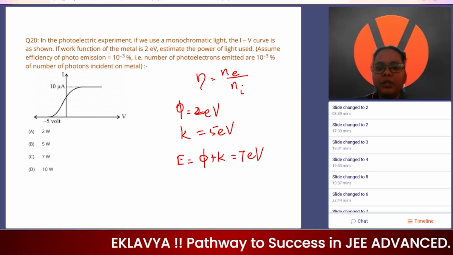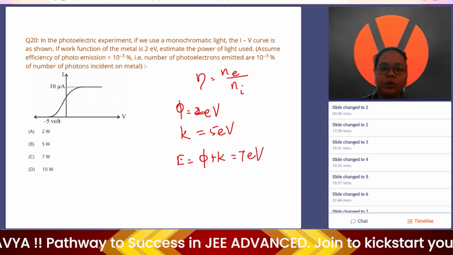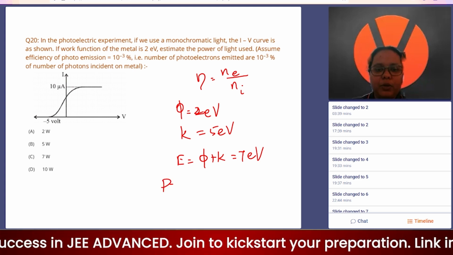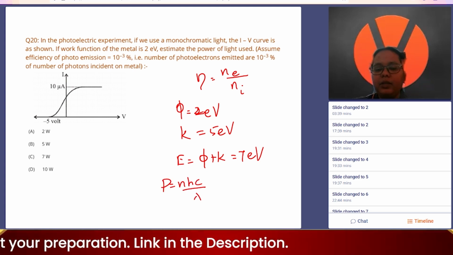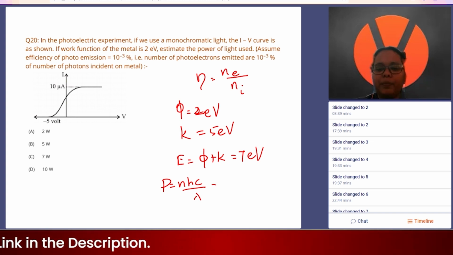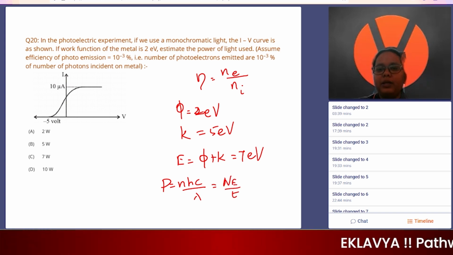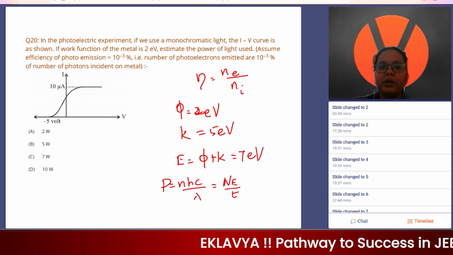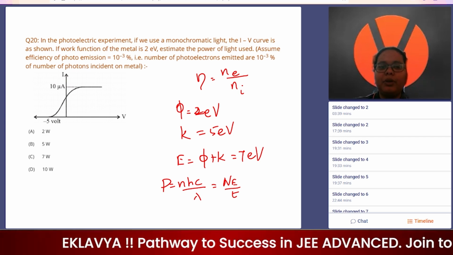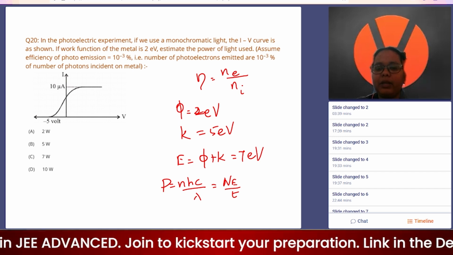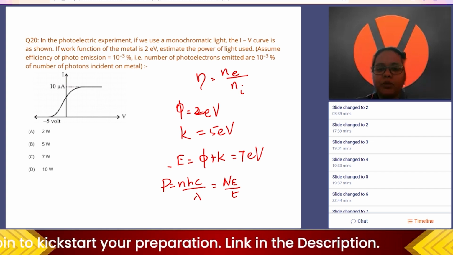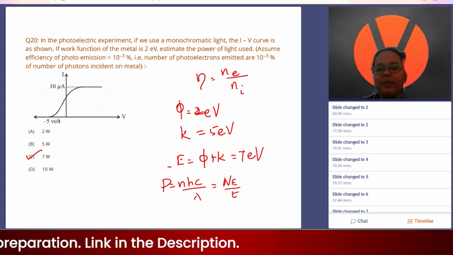Fine. So from this, the formula we know is power is equal to n into hc by lambda, right? You can even use n into e by t. Now the number of photoelectrons emitted is 10 power minus 3% of the number of photons incident. While calculating that, we will cancel the terms, so the answer will be equal to 7 only.